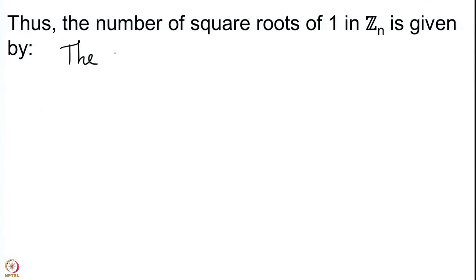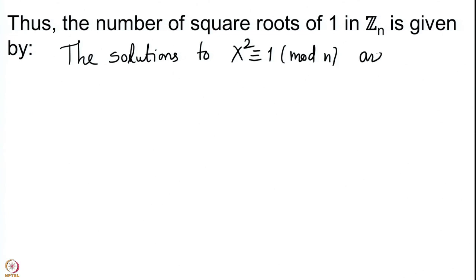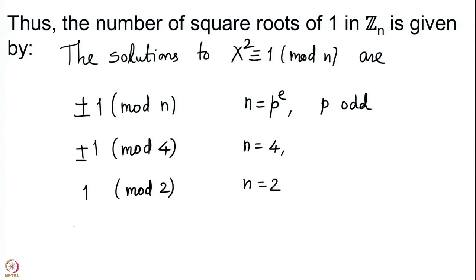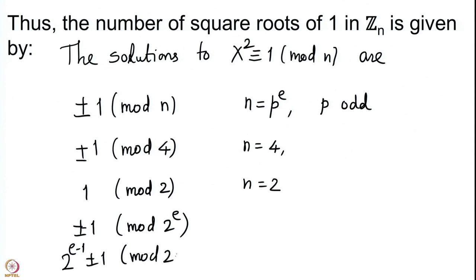So, the solutions to x square congruent to 1 mod n are plus or minus 1 mod n when you have n to be p power e and p is odd. Another case is when you have just 1 or minus 1 modulo 4. Of course, you have n equal to 4. Modulo 2, you have only 1 solution. And in the final case, when you are looking at 2 power e, then we have these 4 solutions.